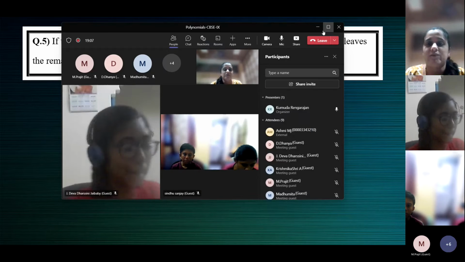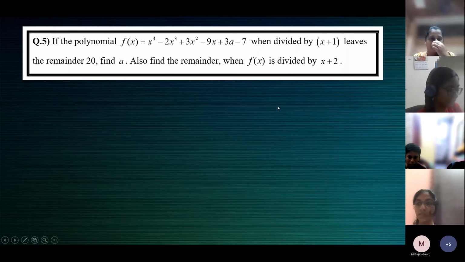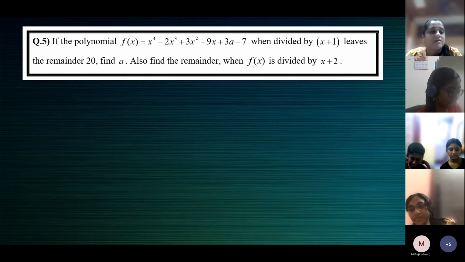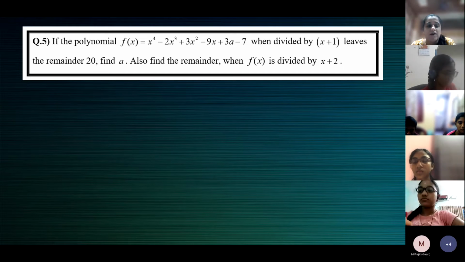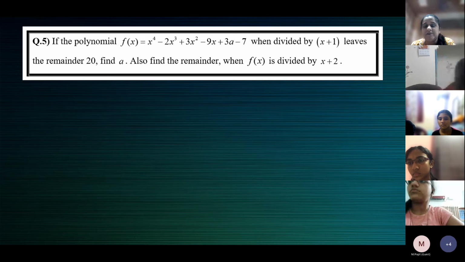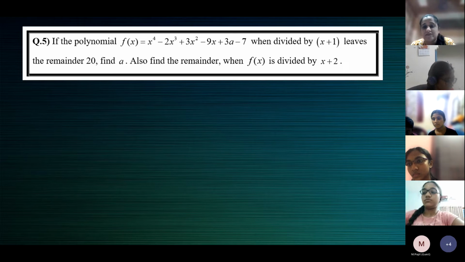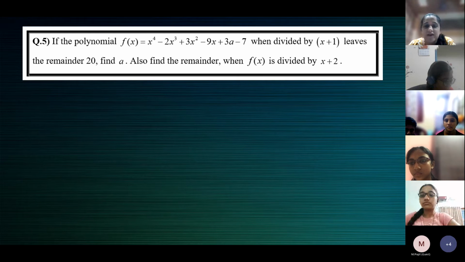Yes, children, we'll continue with the fifth one. If the polynomial f of x, you can see it's a biquadratic polynomial. The highest power of the variable x is 4. So f of x is a biquadratic polynomial. When this polynomial f of x is divided by x plus 1, f of x is the dividend, x plus 1 is the divisor. When f of x is divided by x plus 1, it leaves remainder 20.